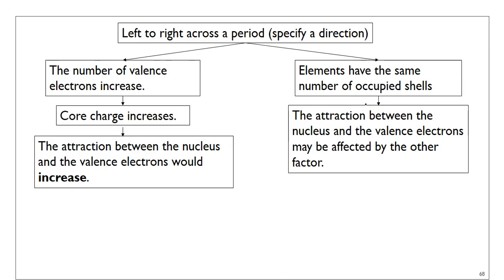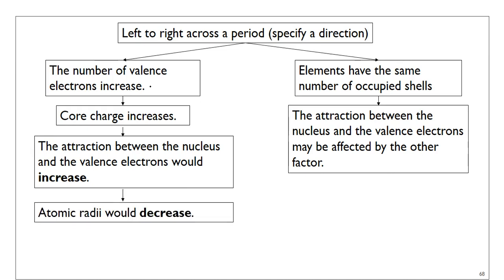Now, if we start with the left to right across a period, you're going from left to right. Again, this part doesn't change. You're going to have an increase in the number of valence electrons while the number of occupied shells remains the same. And core charge increases as a result of an increase in the number of valence electrons, which increases the attraction between the nucleus and the valence electrons. And that effectively would decrease atomic radius, or the nucleus is going to pull the valence electrons closer towards it. So even though the elements have the same number of shells, the shells actually get smaller.